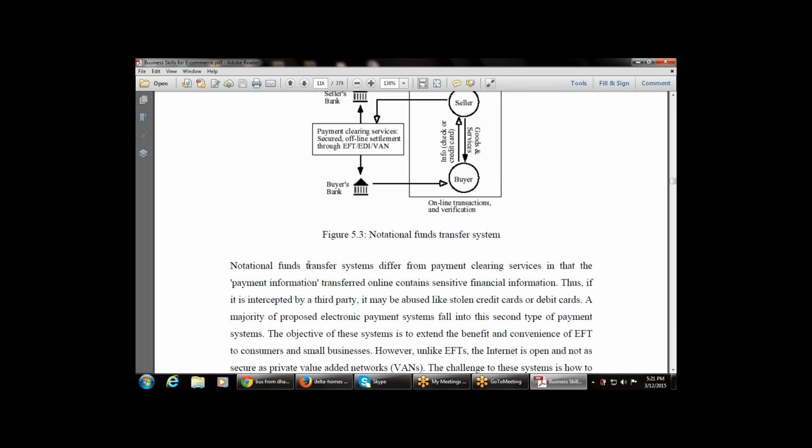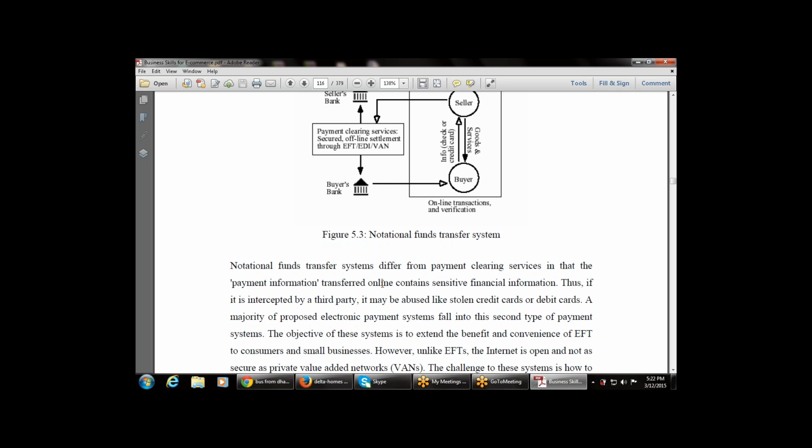This notational fund transfer system differs from payment clearing services. It is different from the payment clearing services in that the payment information transferred online contains sensitive financial information. That is, in the payment clearing services, the information about the payment is transferred online and contains sensitive financial information. This is one of the important lines. So it must contain sensitive information that is carried out via online transactions. Therefore, if it is intercepted by a third party, it may be abused, like stolen credit cards or debit cards.